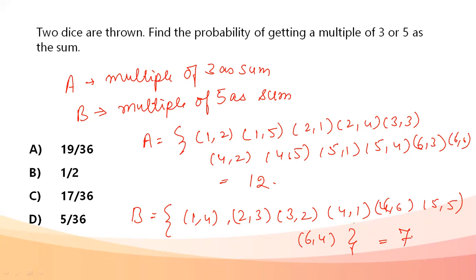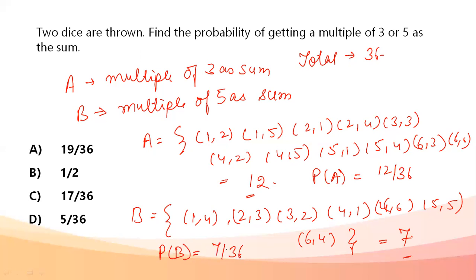Okay. Now, probability, it's either a multiple of 3 or a multiple of 5. So, number of events of A is 12, number of events of B is 7. Total number of cases when two dice are rolled together, it's 36. Probability of either getting this or getting this. Probability of getting A, that is the sum is a multiple of 3, it becomes 12 by 36. Probability that the sum obtained is a multiple of 5 becomes 7 by 36.